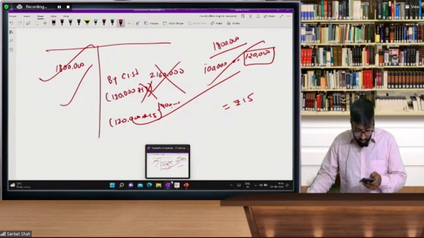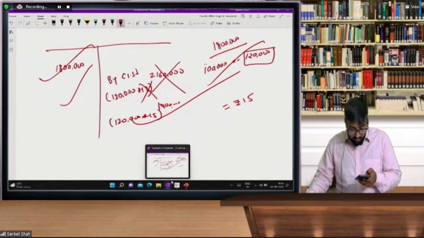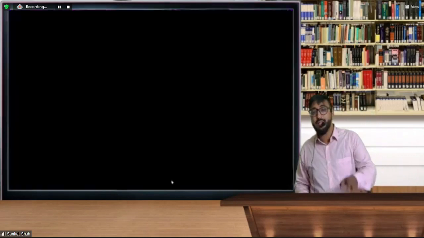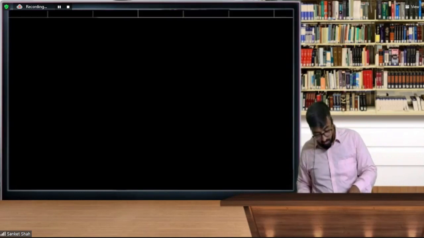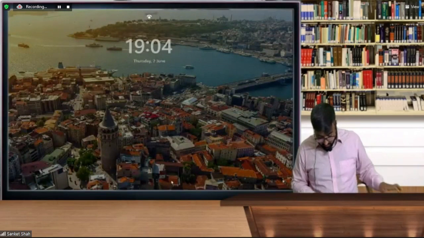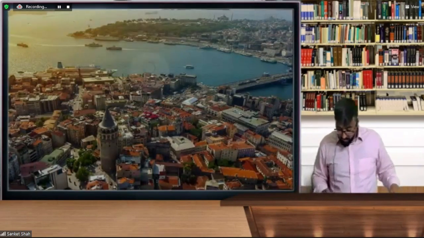Sir, how can you loss? We get the loss. Closing stock is recorded at cost or NRV, whichever is lower. Beta, the loss is not received like that. It is automatically I'm getting the loss. What happened? Loss automatically received.